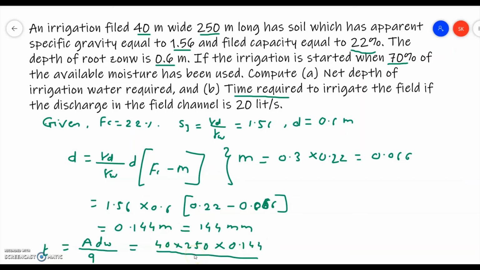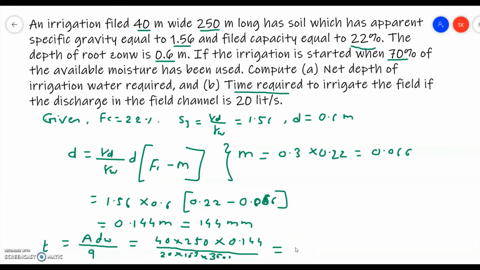the discharge, so Q is 20 liter per second. That we need to convert into meter cube per second. So 20 multiplied by 10 raised to minus 3, for liter to meter cube, multiplied by 3600, so we'll get it in meter cube per hour. Finally, we'll get this value, which is equal to 20 hours. So 20 hours is the answer.